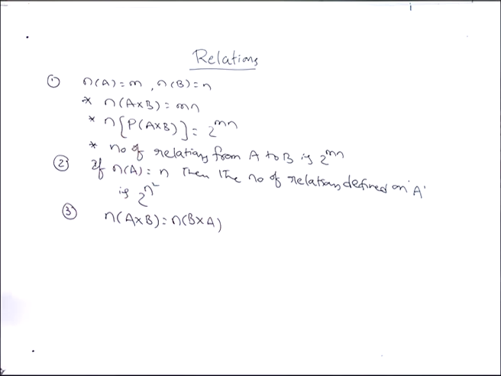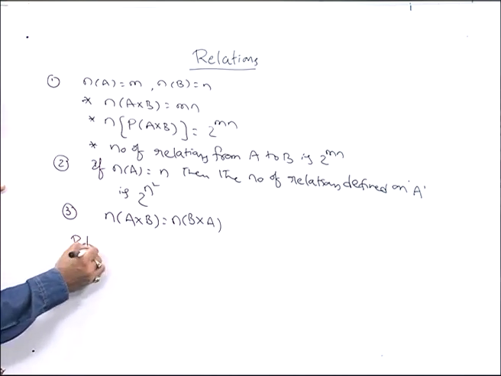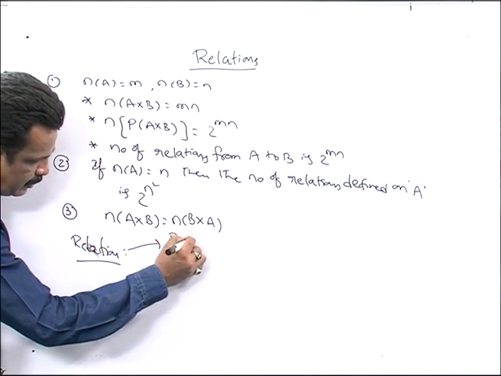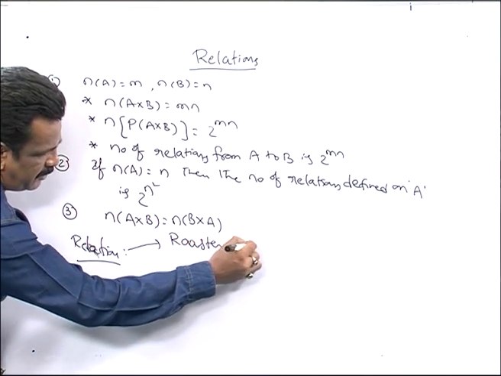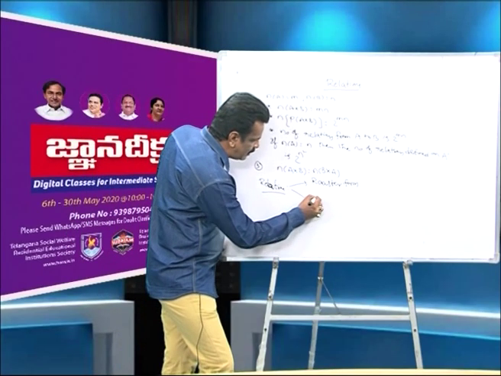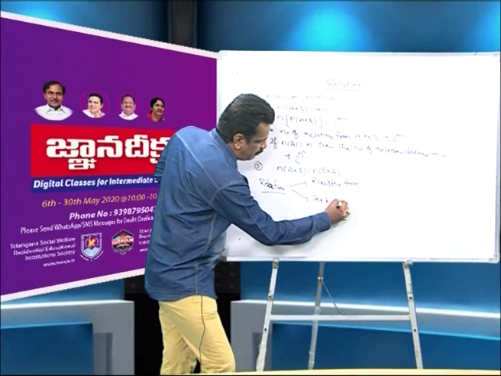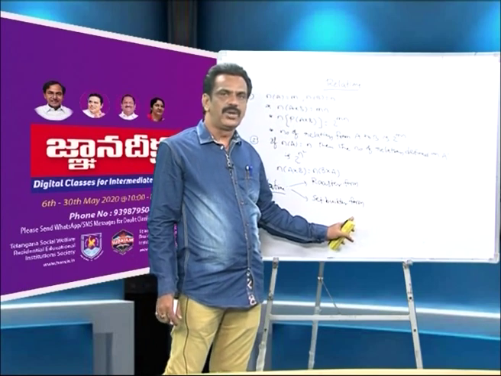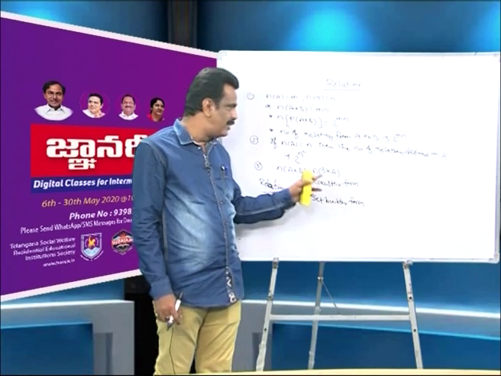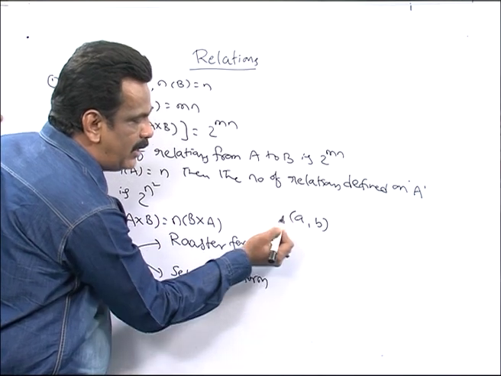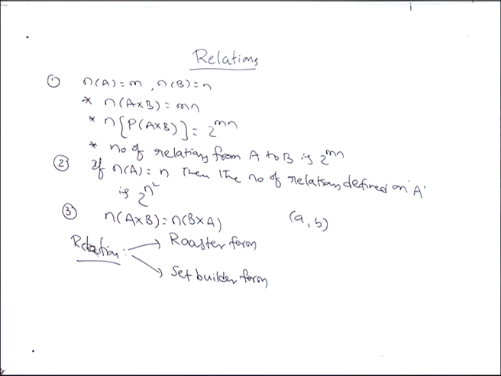Let us discuss here again regarding relations. A relation can be expressed in two forms: one is roster form, which means listing out all the ordered pairs in the relation, and the other is set builder form. In set builder form, instead of listing out all the elements, we give a property describing in what manner the elements a comma b are connected, how A is connected to B or how B is connected to A.